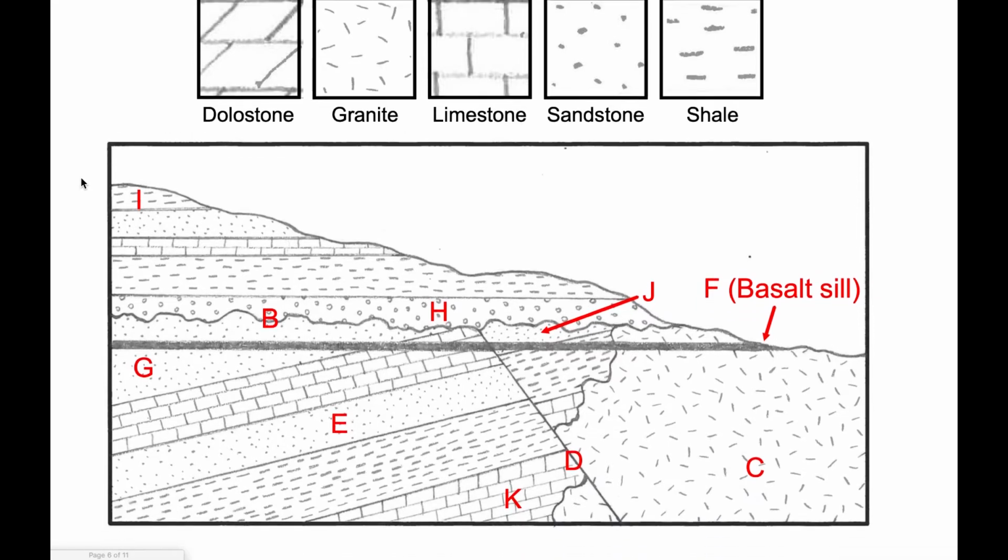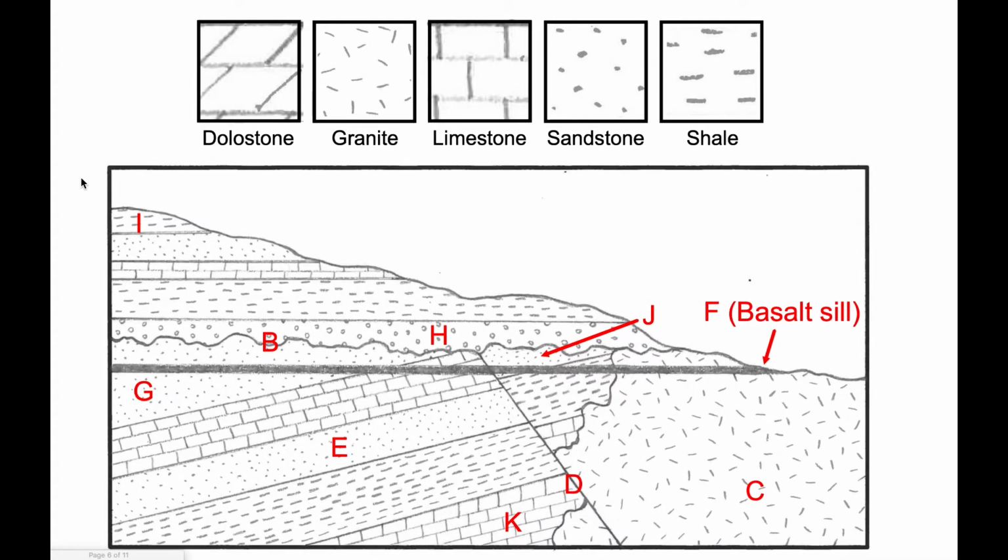In this image, we're going to treat this like a little puzzle, and we're going to figure out the relative age of all of these different labeled features based on what we know about cross-cutting and superposition. The different patterns represent different types of rock. So the limestone is represented as brick, dolostone is the angled brick, granite is the little flecks, sandstone looks like sand, and shale is the little horizontal lines.